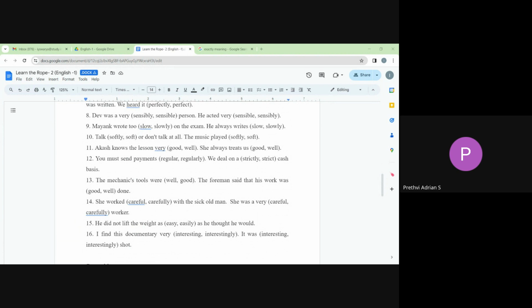Let me say another example. He has wrote the exam very neat or neatly. Neatly. So it's a similar option like this one. Yes, correct.